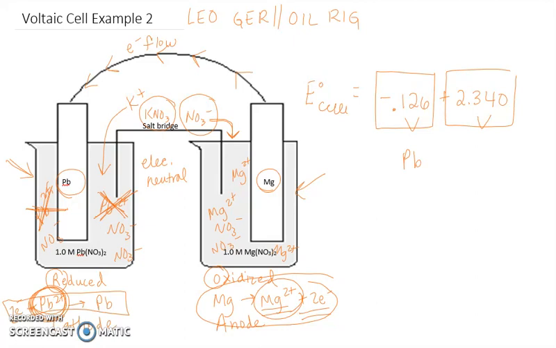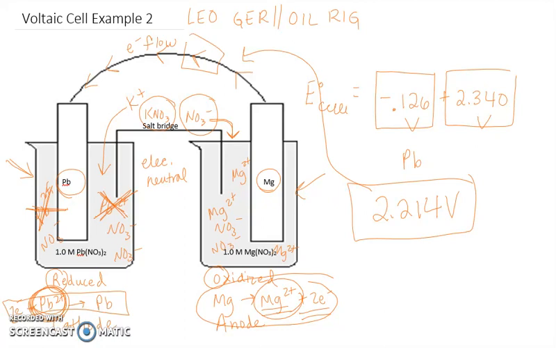And so when I do that, I'm going to take my negative 0.126 and add it to my 2.340. I'm doing that calculation right now. I get 2.214 as my E cell, and that's in volts. And that would be what you would read if you were to put some sort of a sensor right here. That's what that would read as far as the electron flow.